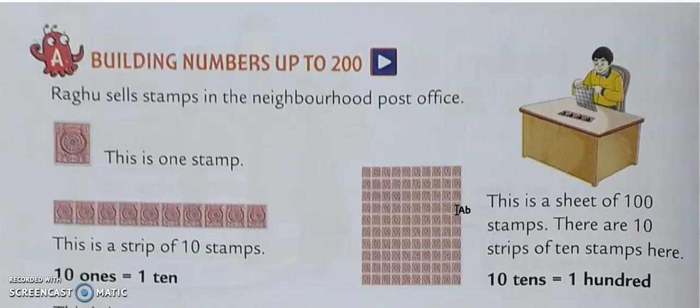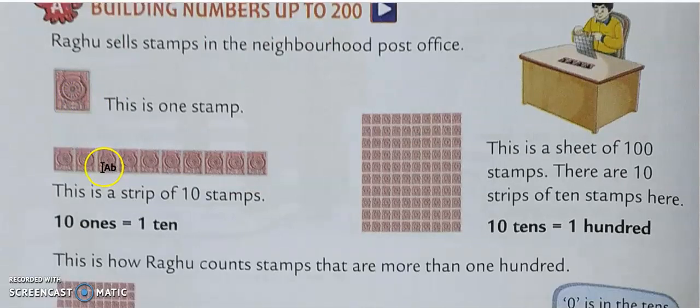Now the new topic is building numbers up to 200. Here we can see the example. Raghu sells stamps in the neighborhood post office. This is one stamp. Here you can see this is one stamp. Now here this is a strip of 10 stamps.